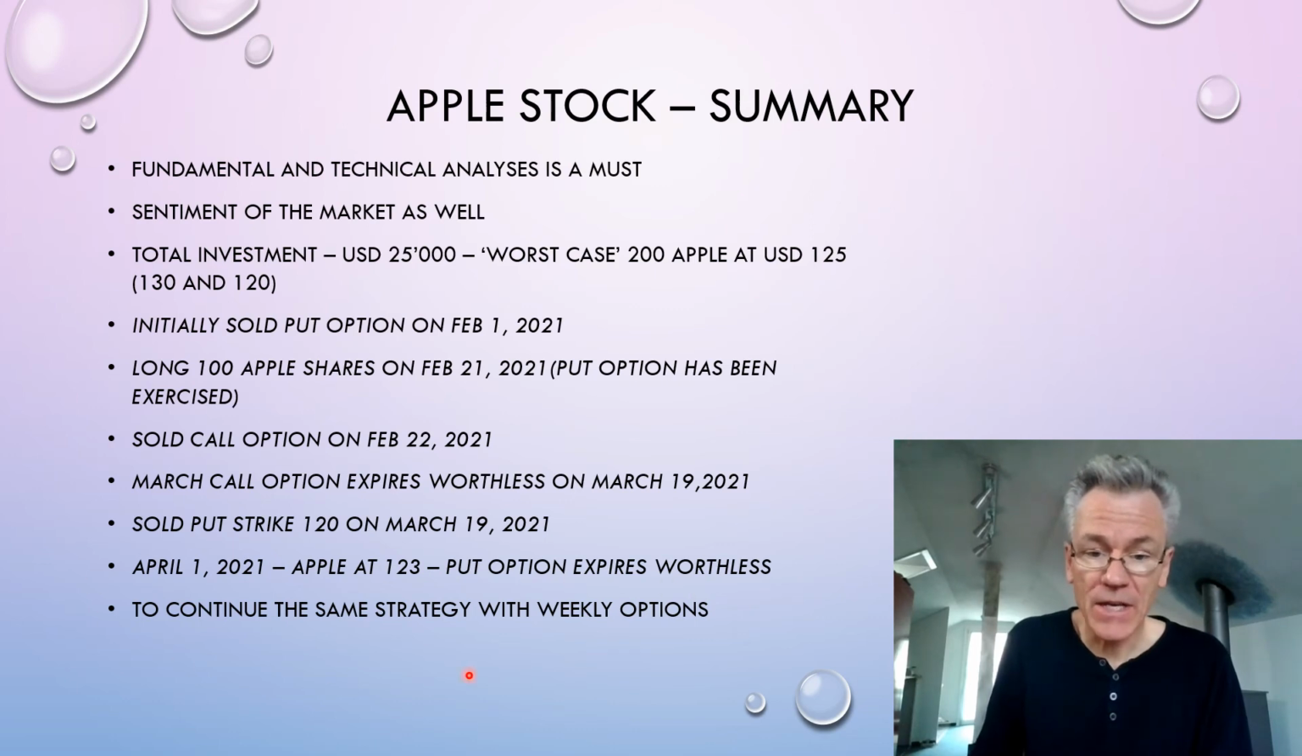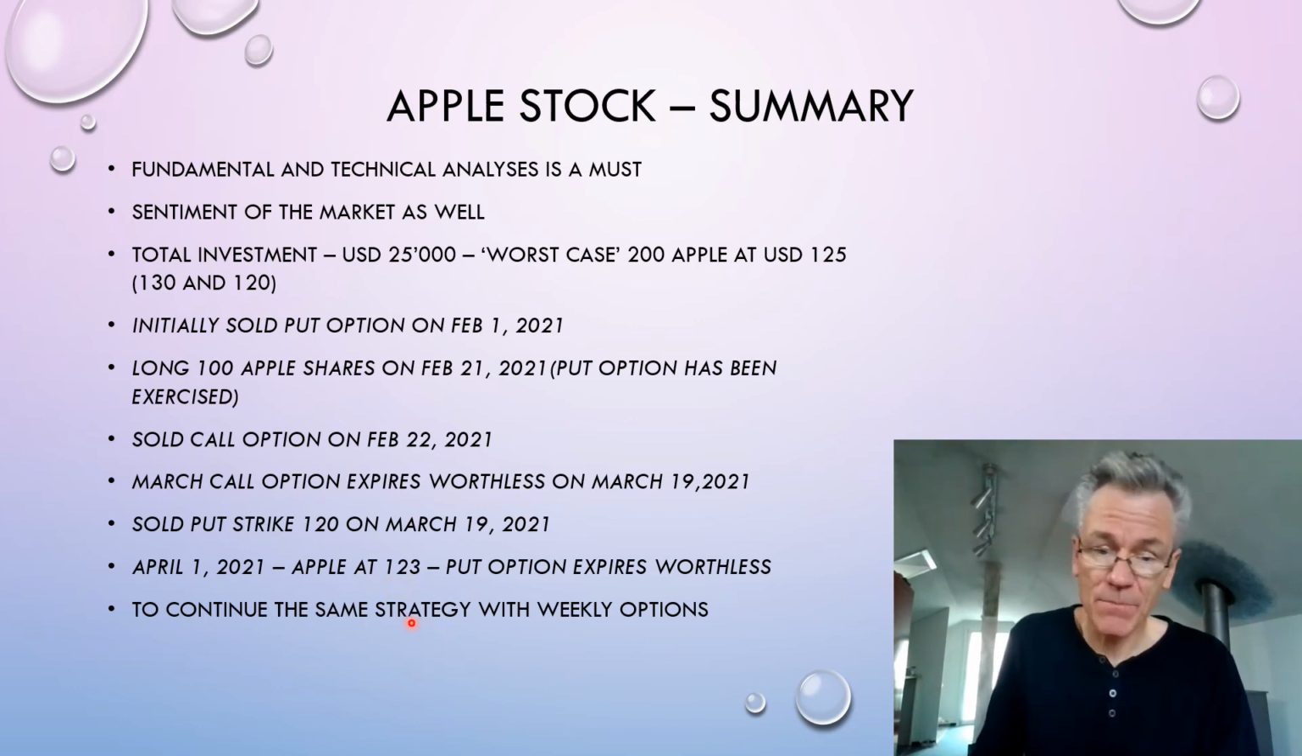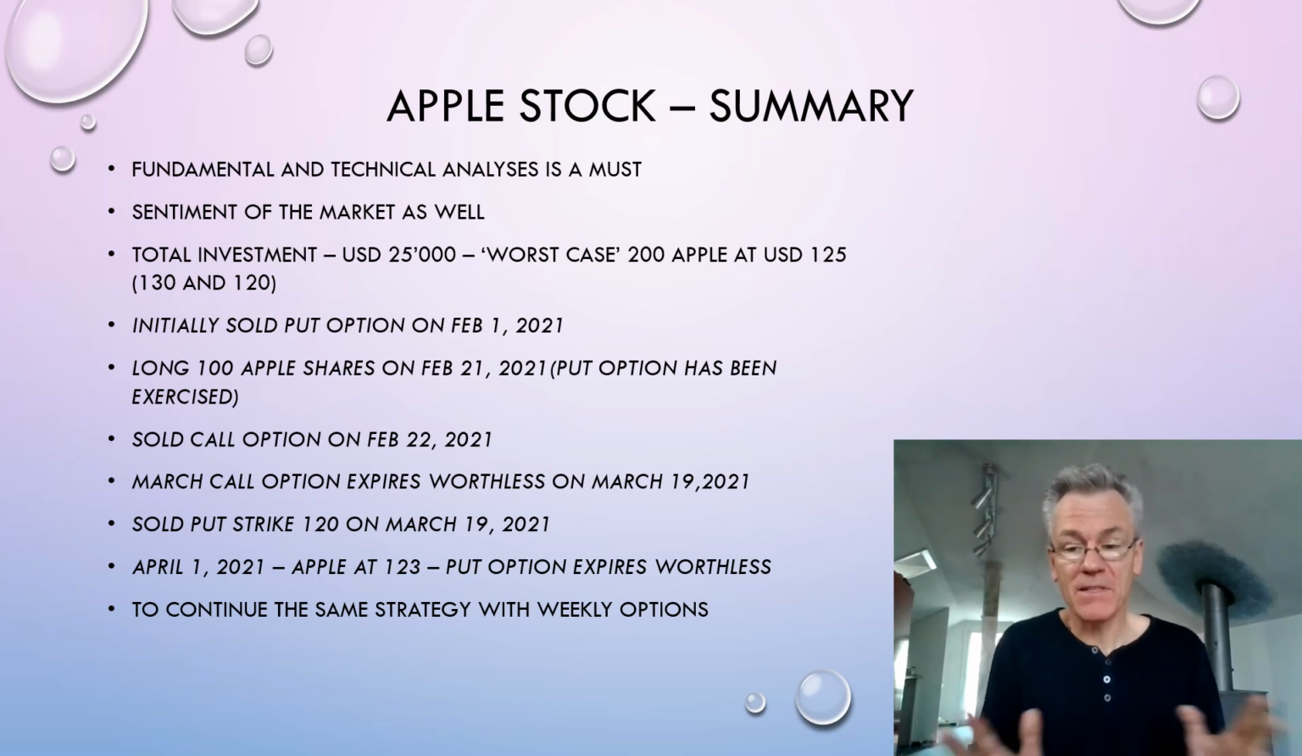So this strategy, I would just continue with weekly options, because I think these weekly options are very interesting. Probably now I would wait a little bit. If the stock drops again to 120, I would sell a put option. And as I said before, if the stock would go up to 125, 126, I would sell a call option. But at the moment, I keep a bit aside and follow the market.